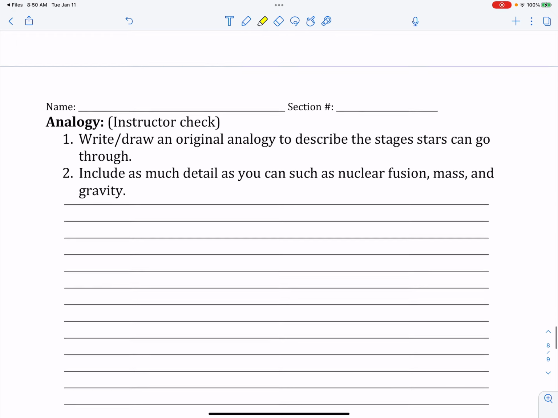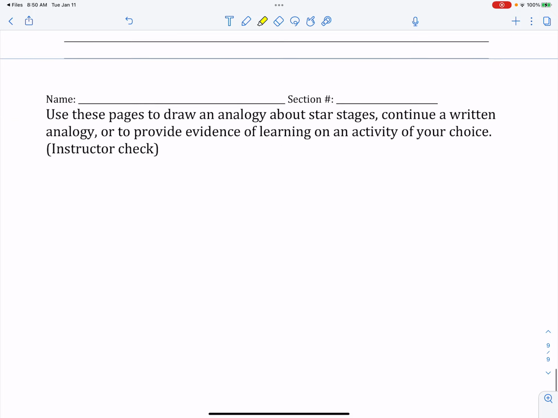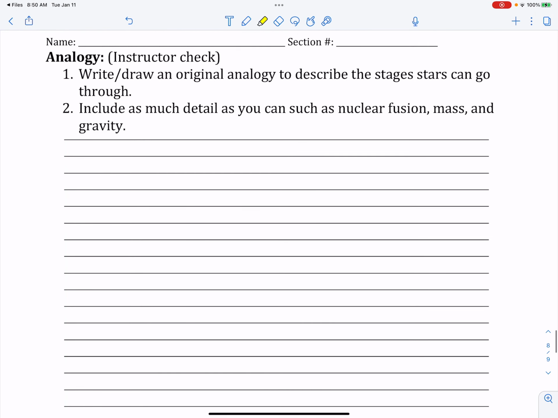Again, we already talked about the flip video. The last 2 pages are an analogy. You can either write or draw an analogy, depending on what floats your boat. An analogy is really that way to double check your knowledge to see if you can change it to a like or an as. Now, notice it says original analogy.